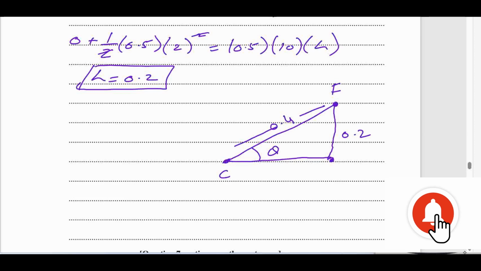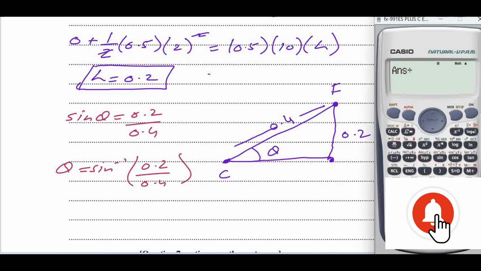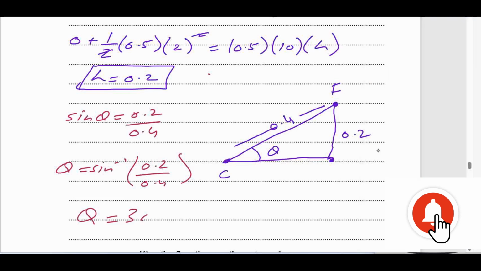So we can use sin theta. So sin theta will be equal to perpendicular by hypotenuse. So theta will be equal to sin inverse of 0.2 by 0.4. So we can say that 0.2 divided by 0.4, shift sin inverse of the answer, this will be equal to 30. So theta will be equal to 30 degrees. This will be the final answer. I hope that the concept is clear. Let's move on to the next question.